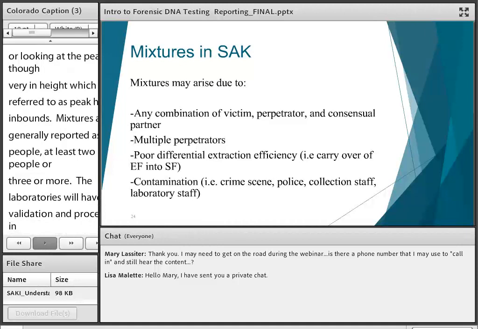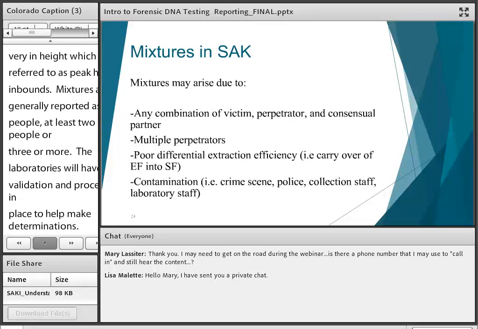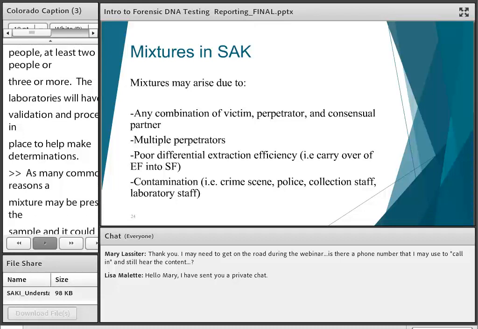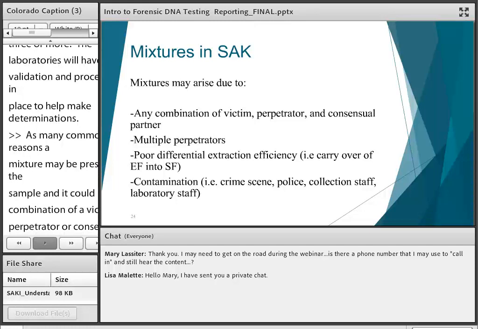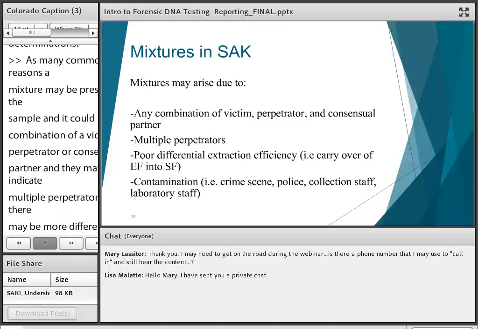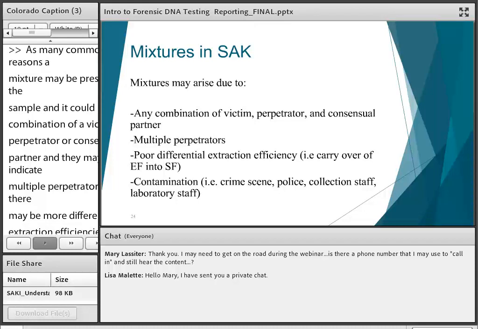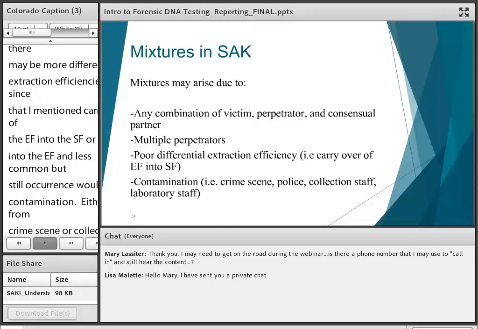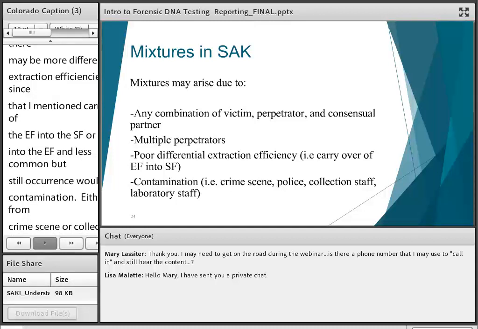There are many common reasons that a mixture might be present in a sample. It could be any combination of a victim, perpetrator, or consensual partner. It may indicate multiple perpetrators. There may be poor differential extraction efficiency, such that, as I mentioned, carryover of the EF into the SF or the SF into the EF. Less common, but still an occurrence, would be contamination, either from the crime scene, police, collection staff, or laboratory staff. This is why it's important when possible to have DNA collections from staff that have been in contact with the submitted samples, so it can be verified that they're not in the resulting profile.